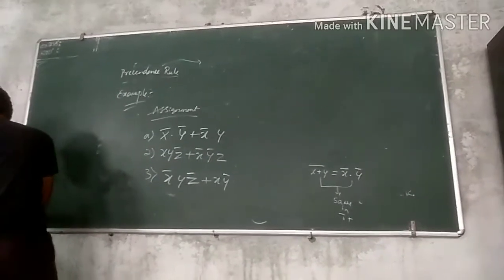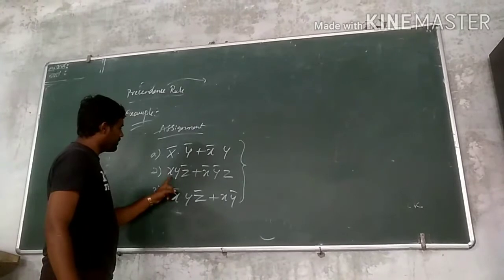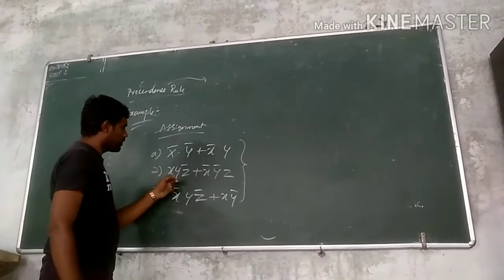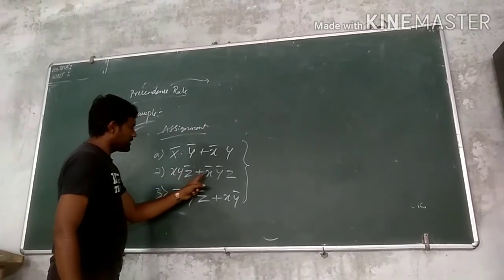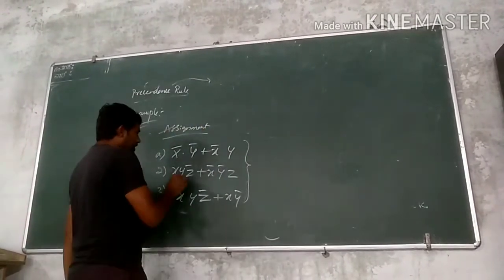Pause one. Out of these three we will go for the second one, because it is very difficult to calculate over here: x y z complement plus x complement y complement z complement. So let us go for finding the first variable.